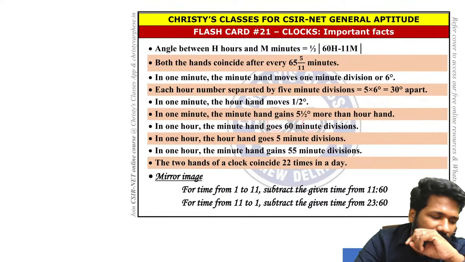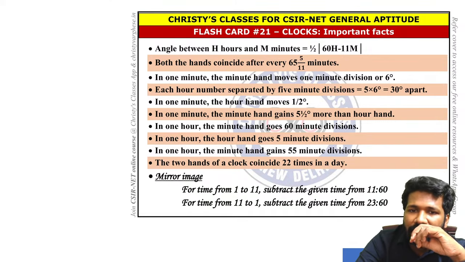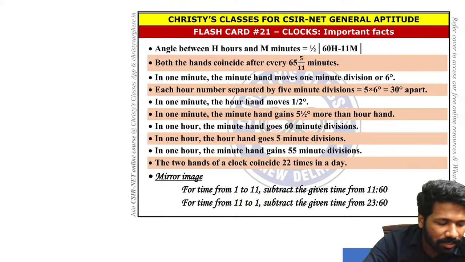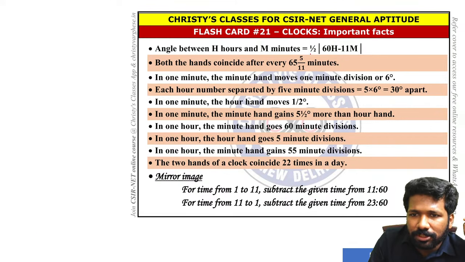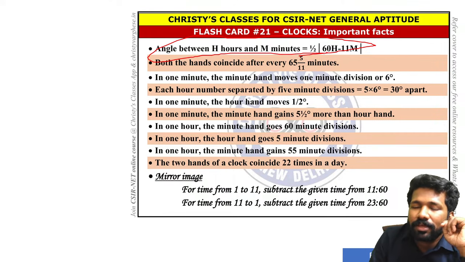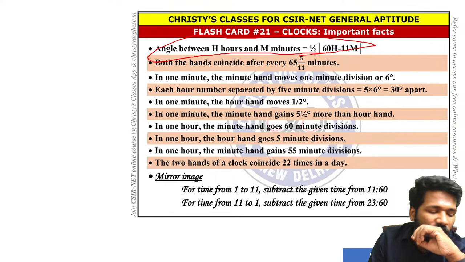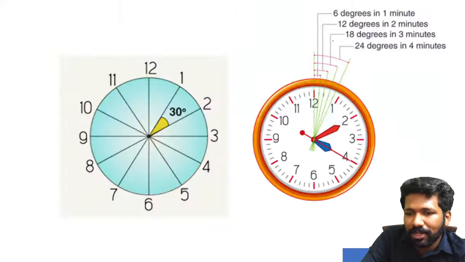So the first idea you should know is the angle between the minute hand and hour hand. For a given time, what is the angle between the minute hand and hour hand? There is a shortcut formula for that. There is a logical way to do that also. I will discuss both of them. But in this case, I will say the formula is better than the logical way, because the logical way in some questions will be very time consuming, but the formula way will be useful for all cases. With the question, I will explain that formula also.